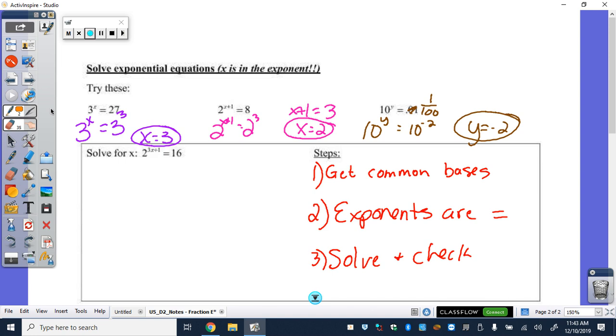Common base, exponents equal, solve and check. So for my example to the left there, 2 to the 3x plus 1 equals 16. How can we rewrite 16? 2 to the 4th. So then your exponents are equal. So 3x plus 1 equals 4. Solve for x. What do we get? X equals 1. So again, you kind of want to do some mental checks here. We plug in a 1. 3 times 1 gives me 3, plus 1 gives me 4. So yes, 2 to the 4th is 16. It does work out.